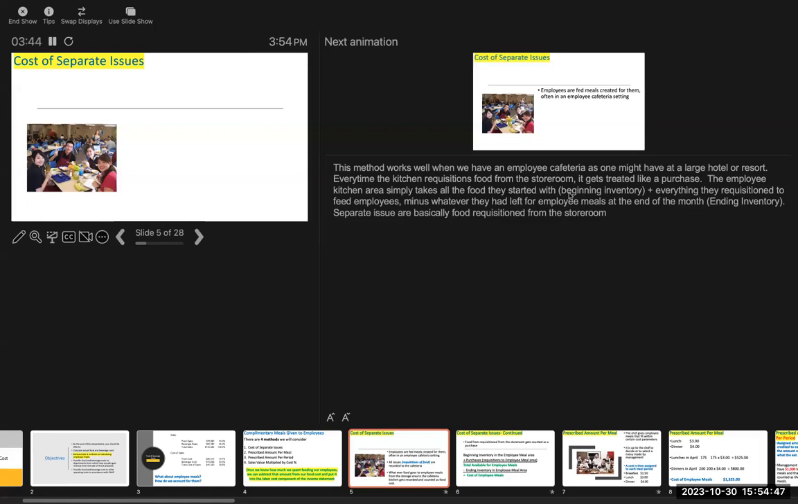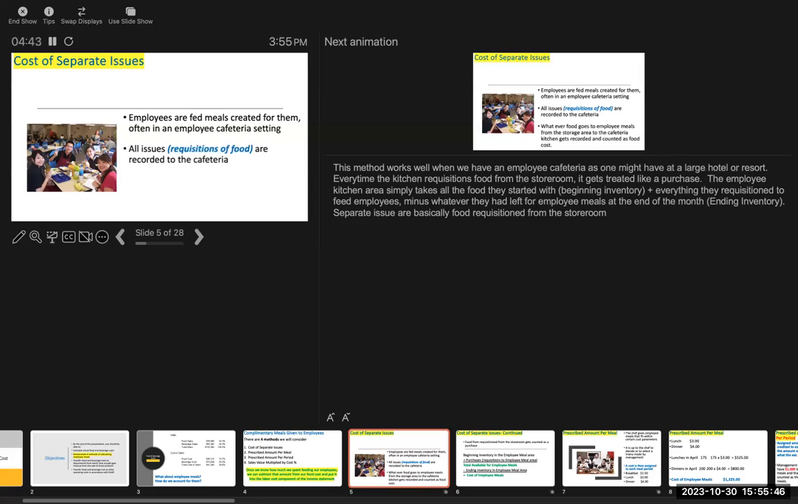The way that we would do it for the cost of separate issues is to treat it as a separate purchase. The employee kitchen area simply takes the food that they already have started with, so the beginning inventory. Then they requisition product in to cook and feed employees. That would be our purchases. And then we'd minus what they had left from the employee meals at the end of the month. So beginning inventory plus purchases minus the ending inventory. Separate issues are basically food requisitions from the storeroom.